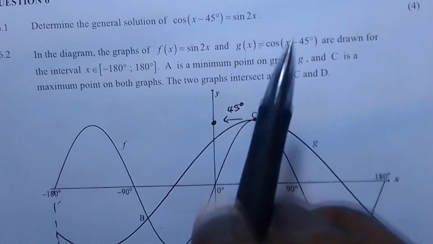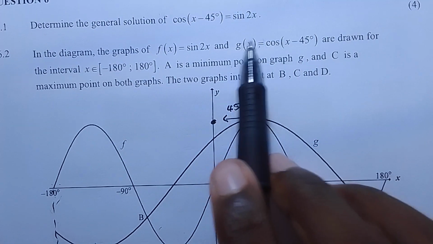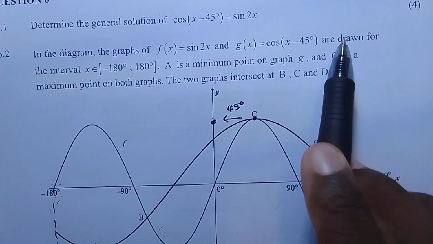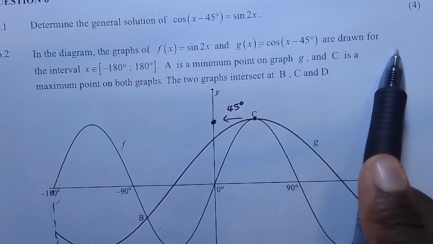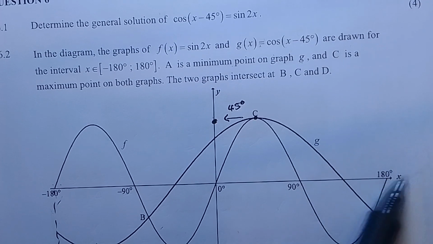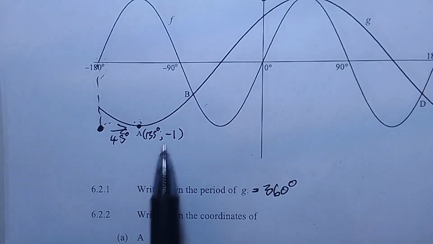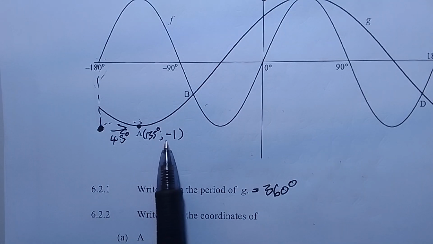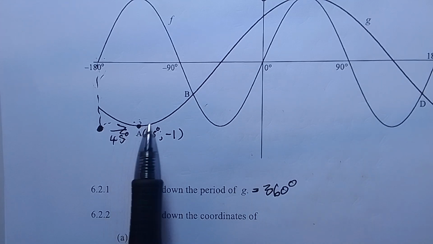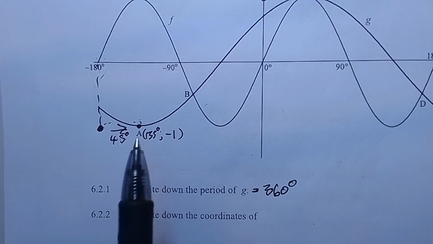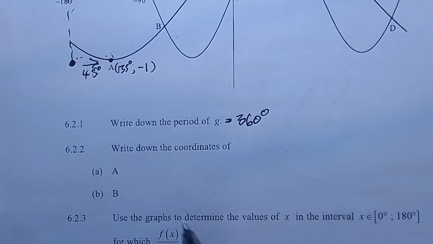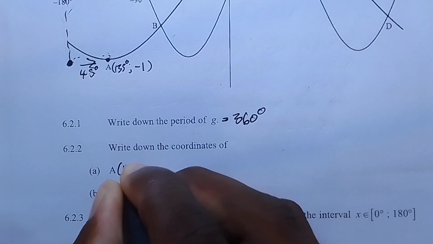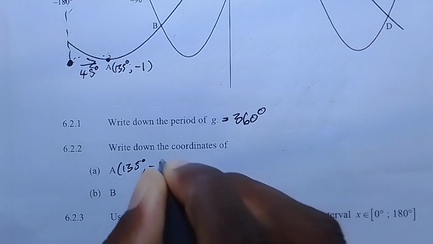Or if you like, you can equate g of x to -1, which means you say cos(x minus 45) is equal to -1, and then you try to solve that, and then when you solve it, you will get this answer. Or you should get a general solution type of answer, and then this should be one of your solutions, and you should pick this one because it's in the range that they said you should pick in, because it's the coordinate of A. Now the coordinates of A: 135 degrees and -1.